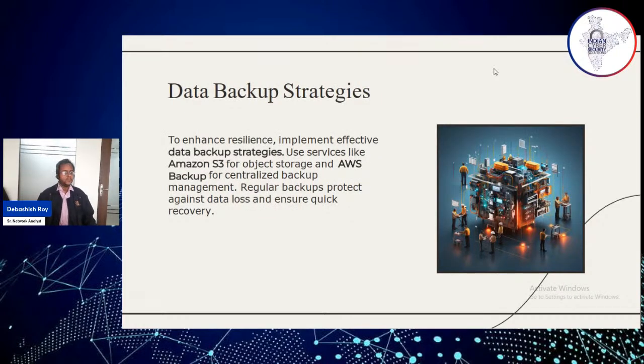Now, you should have a proactive data backup strategy as well. To enhance resilience, implement effective data backup strategies. Use services like Amazon S3 for object storage and AWS Backup for centralized backup management. So Amazon S3, Simple Storage Service, has buckets, and we have to store the data inside the bucket. And AWS Backup is also a method that you can use to take the backup of your S3 data or any data. So you should have this in place to implement an effective backup strategy. Regular backups protect against data loss and ensure quick recovery.